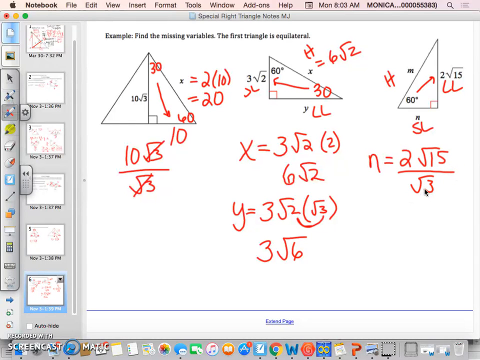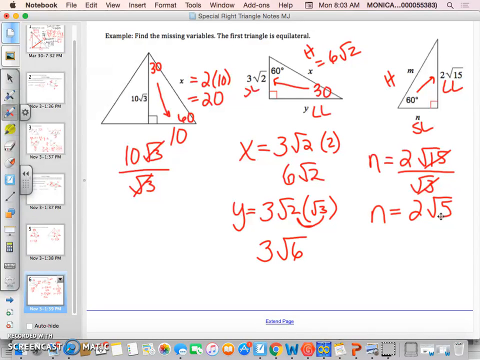Now, I could rationalize my denominator, or I could just simplify my radicals. And I know that 3 goes into 15 evenly, right? So I can just simply say, just like you can multiply radicals, you can simplify them as well. But they have to be under the radical symbol. So 3 goes into 15 5 times. So it's just 2 square root of 5.